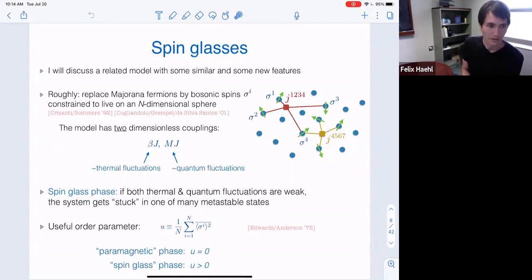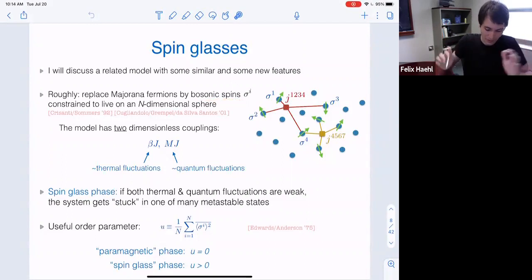Roughly what we're going to do is we're going to take this SYK model and replace the fermions by bosonic spins, sigma i. And we're going to have to constrain them to live on a sphere. Because they are bosons, you have to avoid runaway directions in the potential.